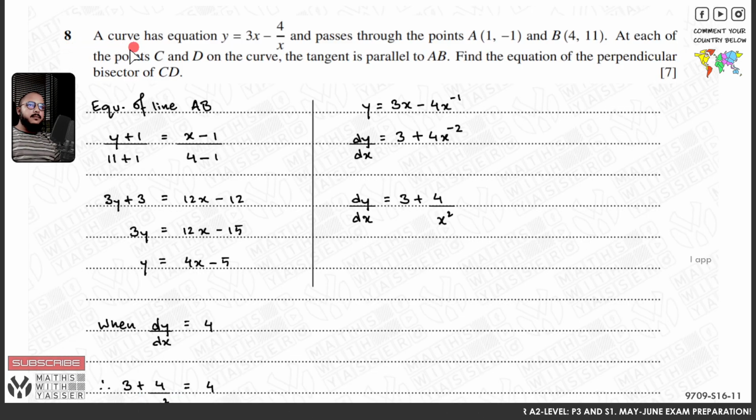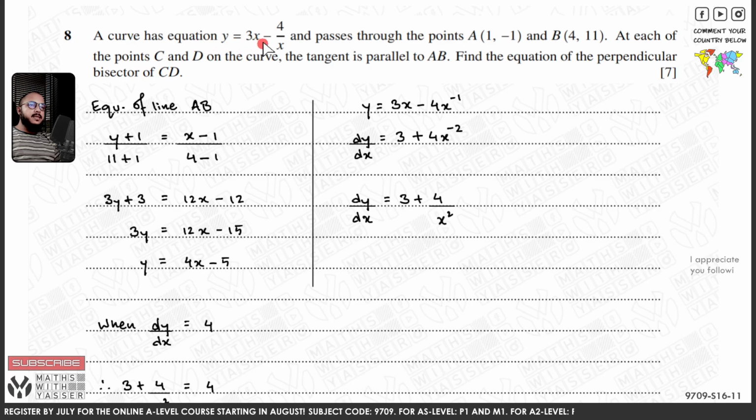Question number 8. A curve has equation y equals 3x minus 4 over x and passes through the points A (1, -1) and B (4, 11). At each of the points C and D on the curve, the tangent is parallel to AB. Find the equation of the perpendicular bisector of CD.